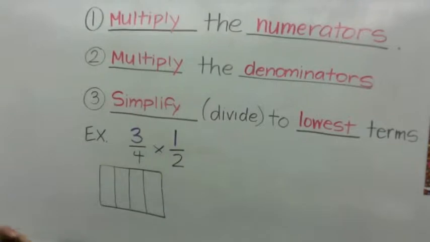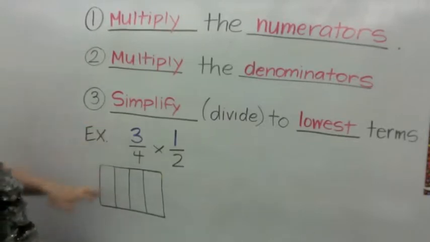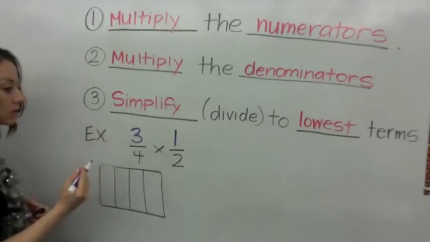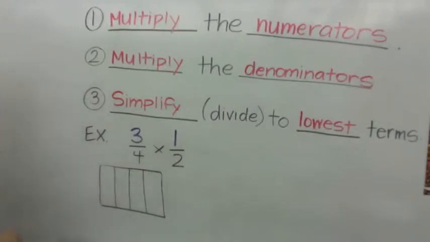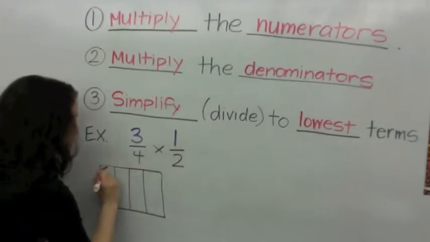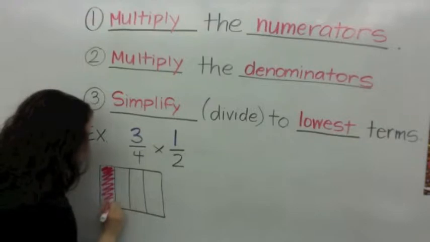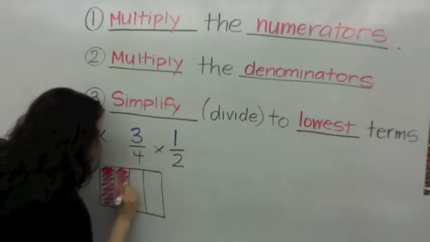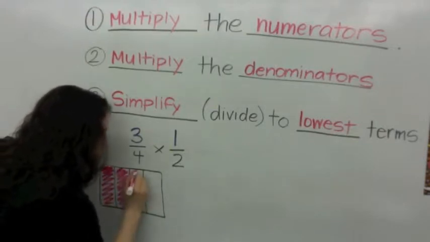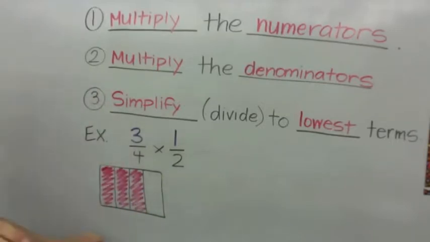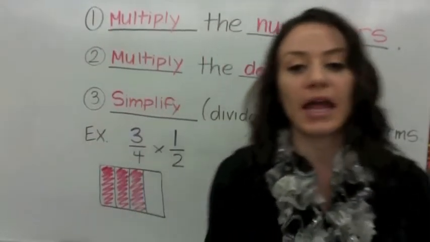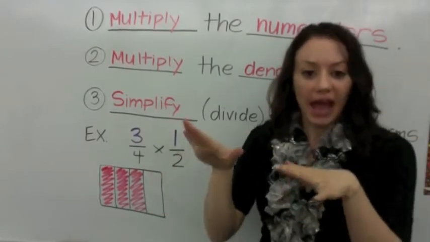Okay, so if I'm talking about 3/4, well, how many pieces will I shade? What is the numerator? It's 3, right? Let me make this in red so you can see it. Okay, 3/4. Here we go. 1, 2, 3. Okay, my friends. Now, 3/4 times 1/2 is saying, what is half?